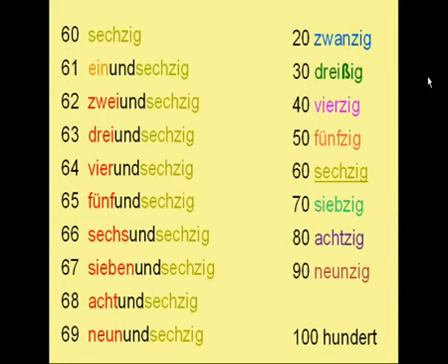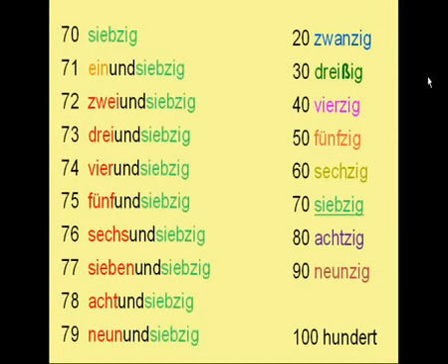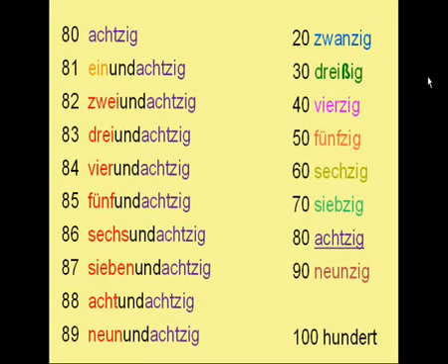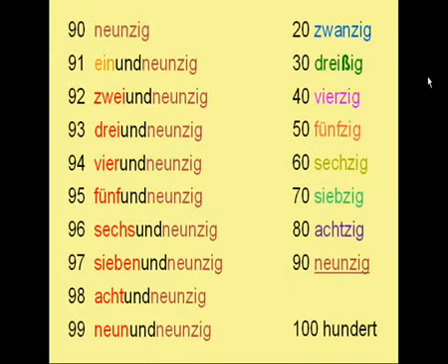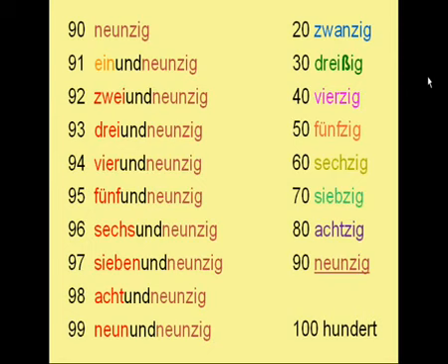As you can see here, the same principle goes for the number 60, which means 60, for the number 70, which means 70, and for the number 80, which means 80, and for the number 90, which means 90. 91, 92, 93, 94, 95, 96, 97, 98, 99, and 100.